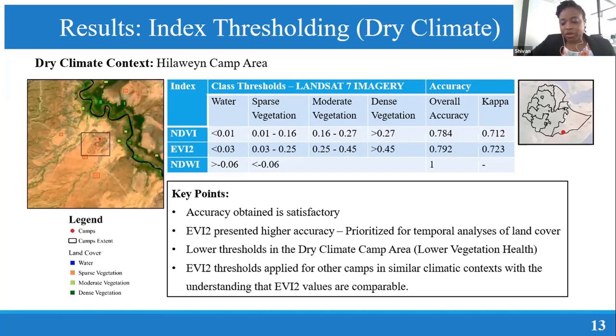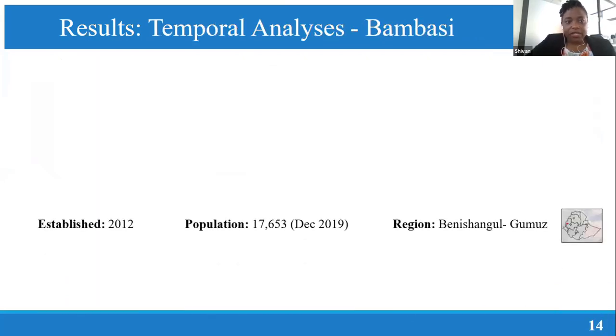And this is because we're focusing on quick and rapid analysis of large temporal coverage. And because of this, we applied these thresholds across time and across camps with a similar climatic context to see if it is helpful for us. Of course, we know climate will be a big factor, but we wanted to test that.